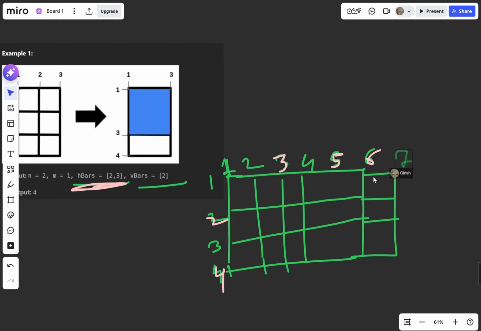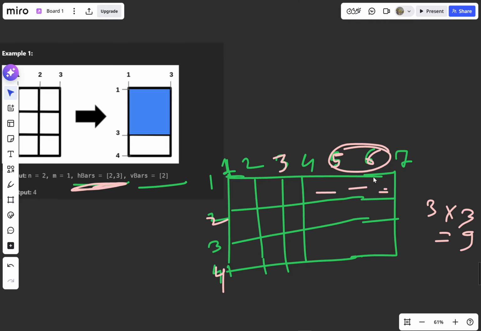vertical line. Okay, 7. Then we can now remove 6 also. Okay, we can remove 6 also and we get this. Now after removing 6 we get this 1, 2 and 3, a 3 by 3 area, which is 9. So after removing 2 we get the length as 3. After removing this 1 we get length as 2.